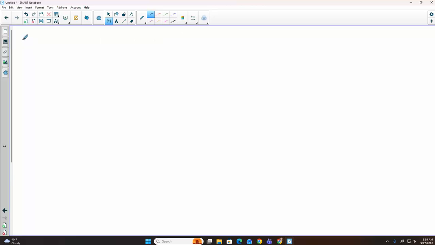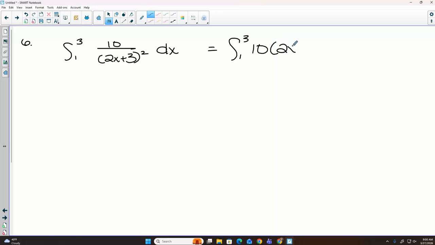Number 6, the integral from 1 to 3 of 10 over 2x plus 3 squared dx. I would at the very least rewrite this as 10 times 2x plus 3 to the negative 2.